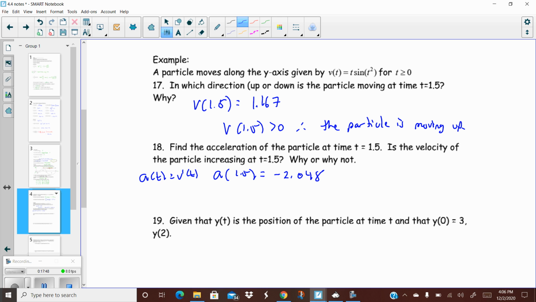So we have to put that into words. So a of 1.5 is less than 0. v of 1.5 is greater than 0. Therefore, the particle is not speeding up. It's actually slowing down. So we've answered that question.